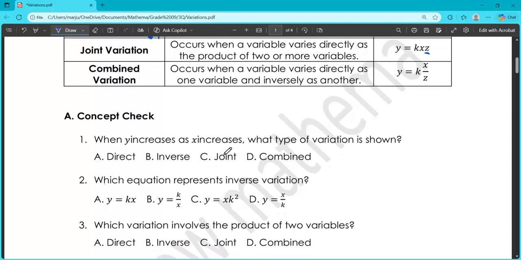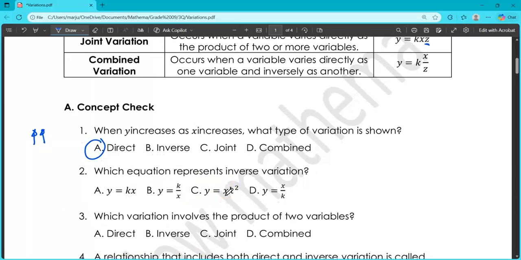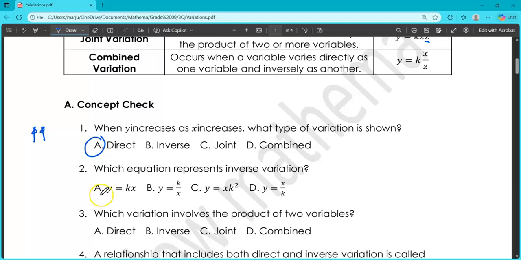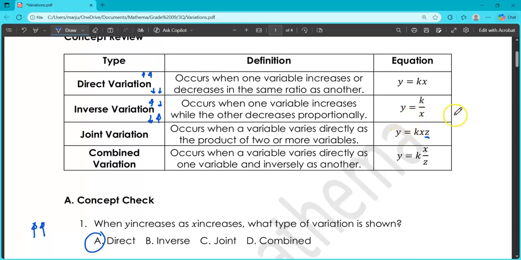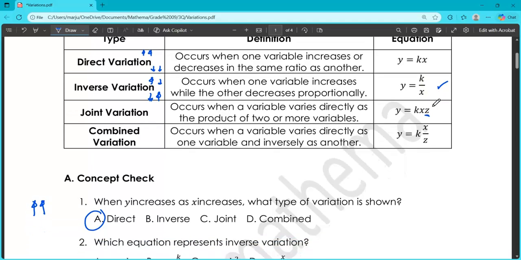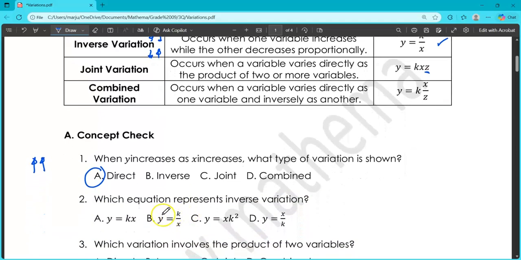Number 1. When y increases as x increases, what type of variation is shown? That is just direct, they go together. Number 2. Which equation represents inverse variation? Is it A, B, C, or D? If you go back here, our inverse variation is given by this one, right? So, y is equal to the constant divided by the variable x. So, that is just letter B.